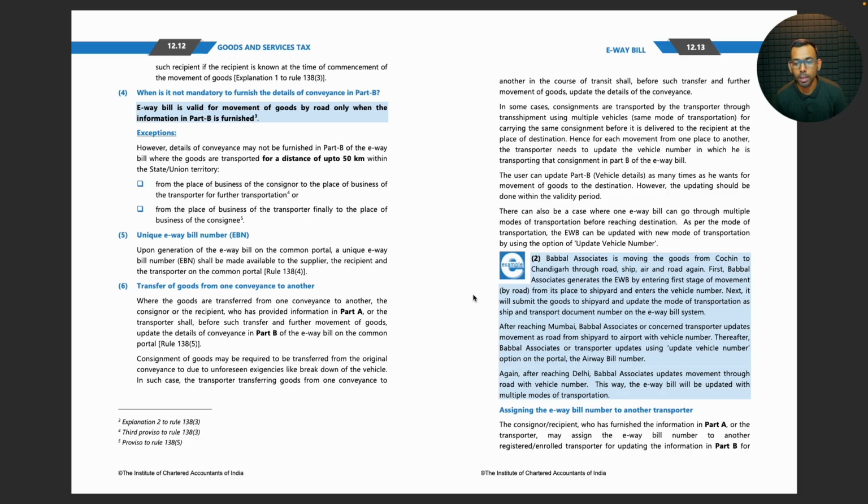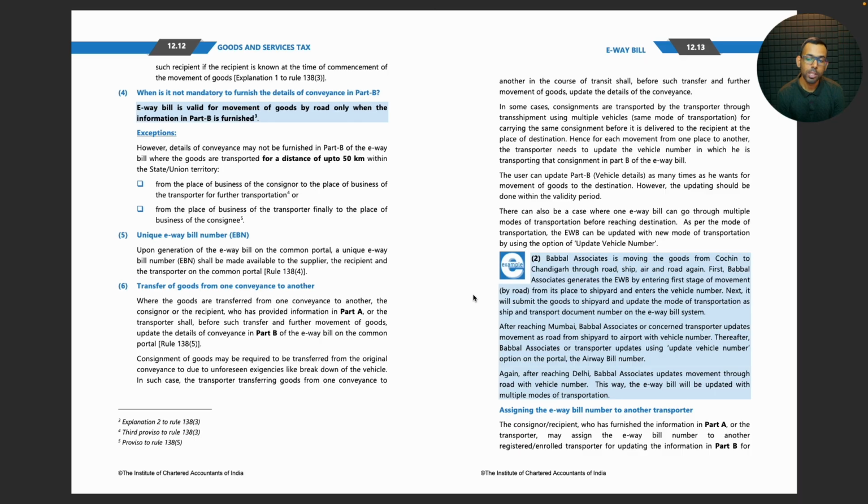There can also be a case where one e-way bill can go through multiple modes of transportation before reaching destination. As per the mode of transportation, the e-way bill can be updated with the new mode of transportation by using the option of update vehicle number. Example number 2.